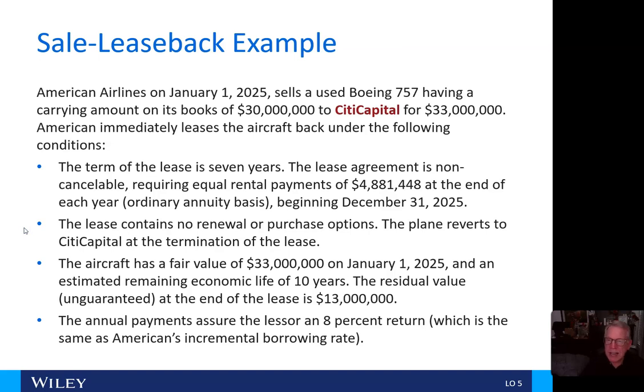Number 2, the lease contains no renewal or purchase options. The plane reverts to City Capital at the termination of the lease. Number 3, the aircraft has a fair value of $33 million on January 1, 2025, and an estimated remaining economic life of 10 years. The residual value, which is unguaranteed, at the end of the lease is $13 million. And number 4, the annual payments assure the lessor of an 8% return, which is the same as American's incremental borrowing rate.